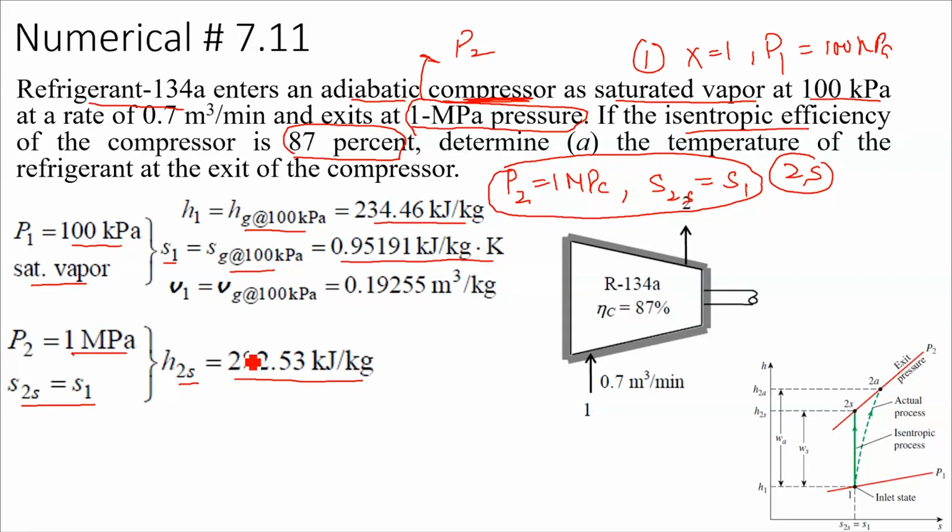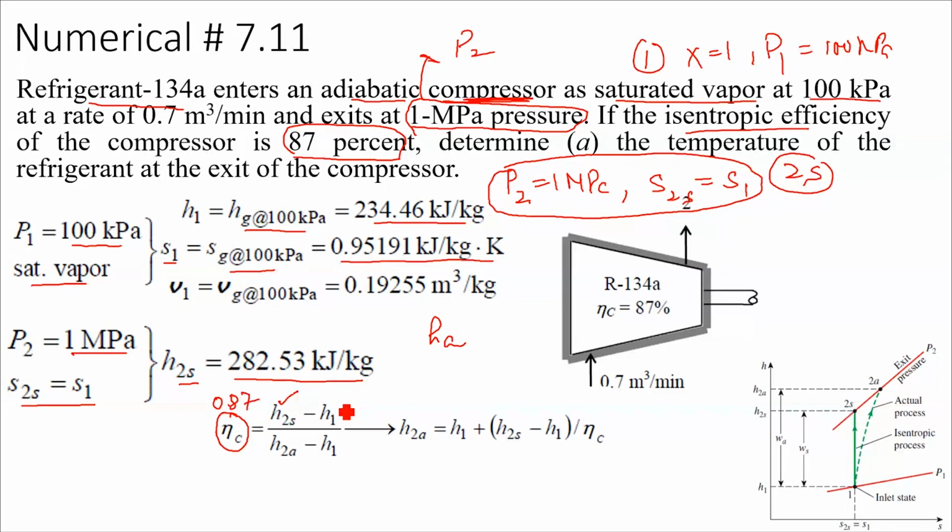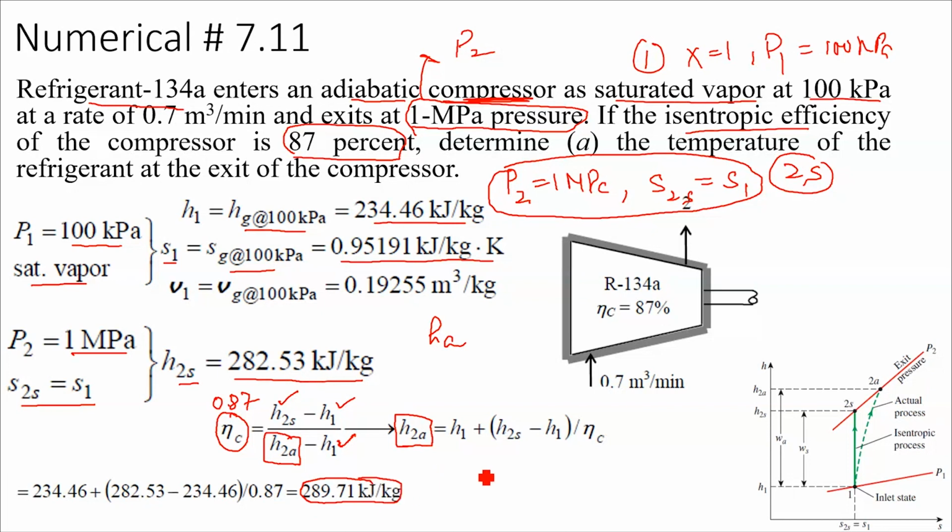For the actual enthalpy H2A, you can now use the formula for the efficiency. Efficiency is known to you as 0.87. H2S is known to you, H1 is known to you. The only thing left unknown is H2A, the actual enthalpy. You can find it out from this relationship by just plugging in the values and now using the actual enthalpy and the pressure P2. P2 is 1 megapascal as it has been described, and H2A you have found out. Using these two individual intensive properties, you can find out the exit temperature from the table.